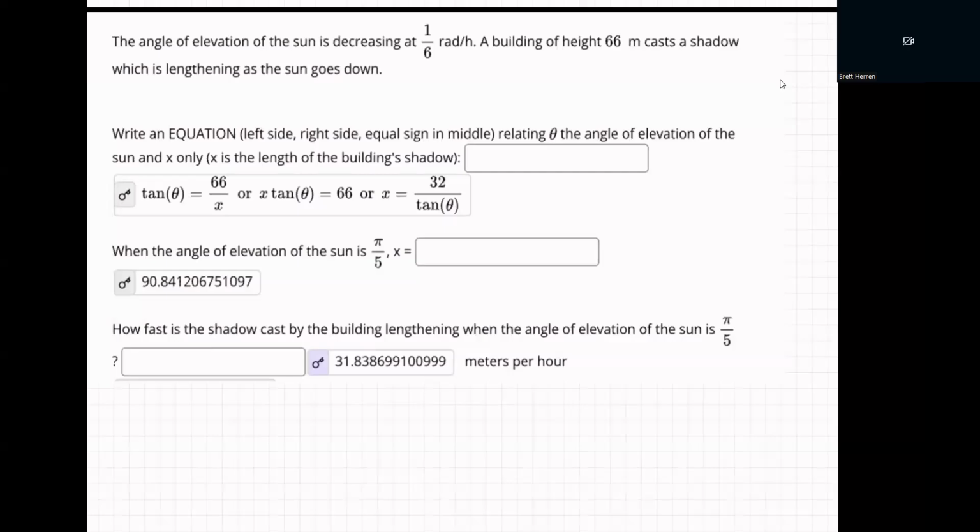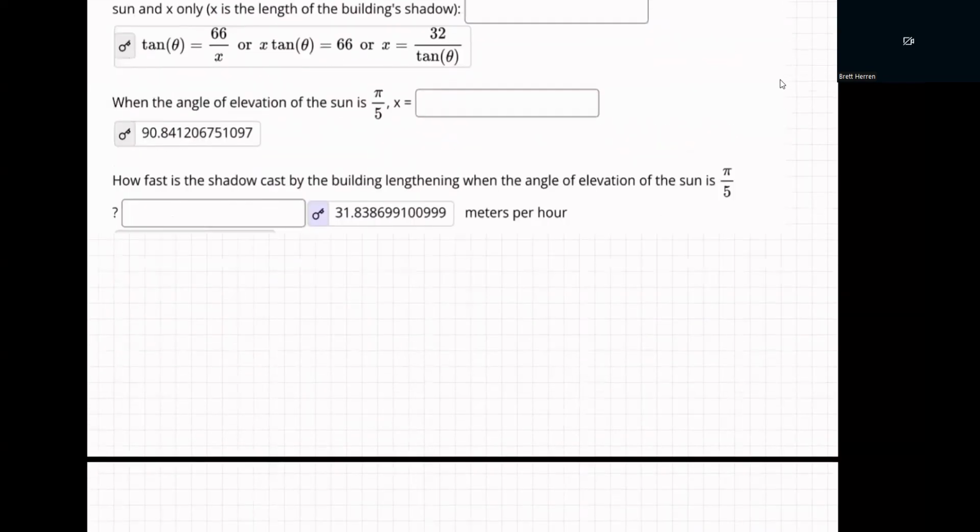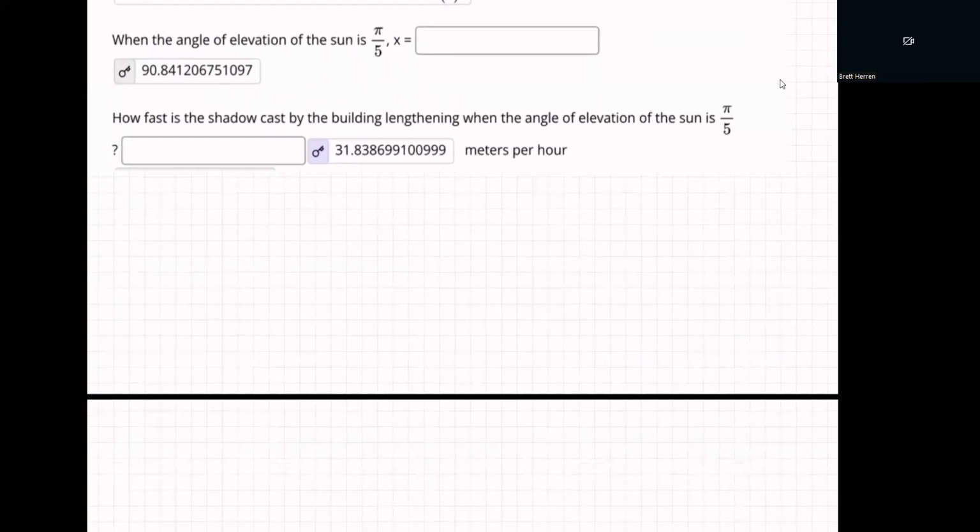Okay, so in this question it says the angle of elevation of the sun is decreasing at 1/6 radians per hour. A building of height 66 meters casts a shadow which is lengthening as the sun goes down. Write an equation, left side, right side equals sun in the middle, relating theta, the angle of elevation of the sun, and x only. X is the length of the building's shadow. Ooh, so a good picture would be nice.